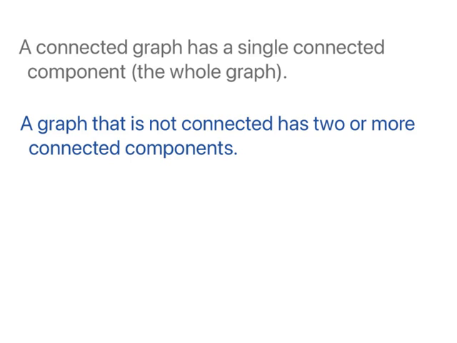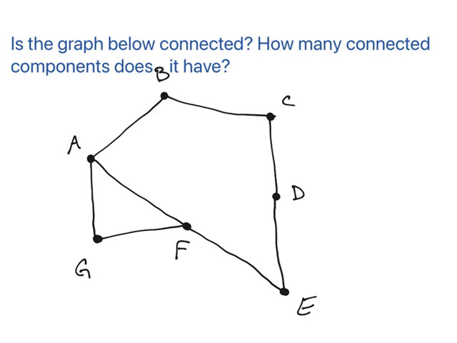So if we have a connected graph, that means we have one single connected component. The whole graph is connected. Think about if you were going to draw from vertex to vertex, you could draw the entire graph without picking up your pencil. Whereas a disconnected graph, or a graph that is not connected, has two or more connected components, meaning if I was going to draw the whole graph, I would have to pick up my pencil to get to the other components. Let me show you that.